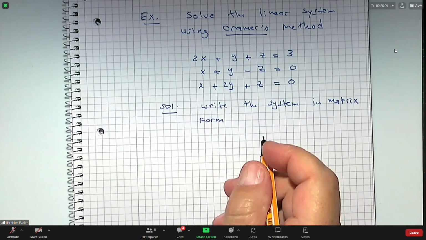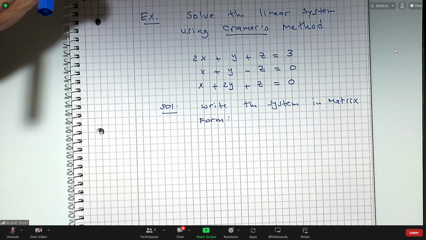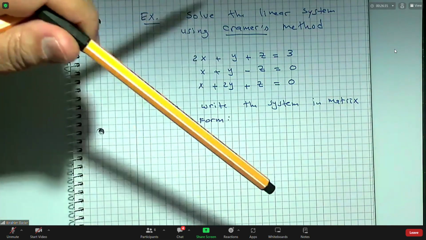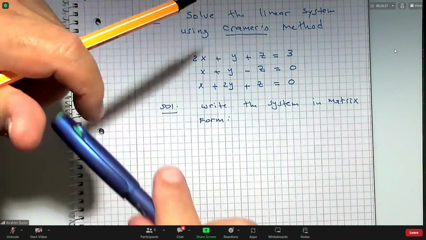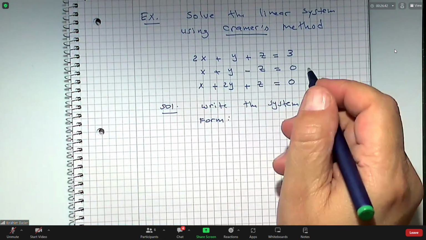So in this case, you just write it in the form. Now, before that, let me just go here to this system of equations.